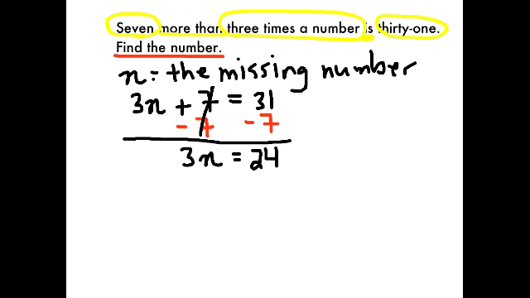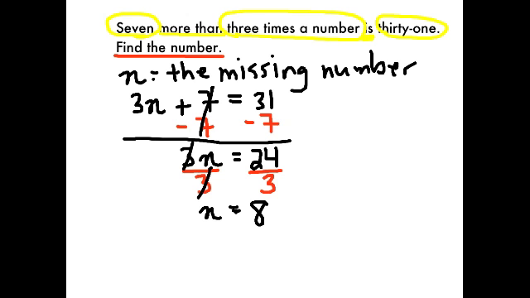The next thing we need to do is cancel our coefficient by using inverse operations. So this is 3 times n, so we will divide by 3 since division is the opposite of multiplication, and we'll do the same on the right for property of equality. 3's cancel out, leaving us with n, and 24 divided by 3 is 8.